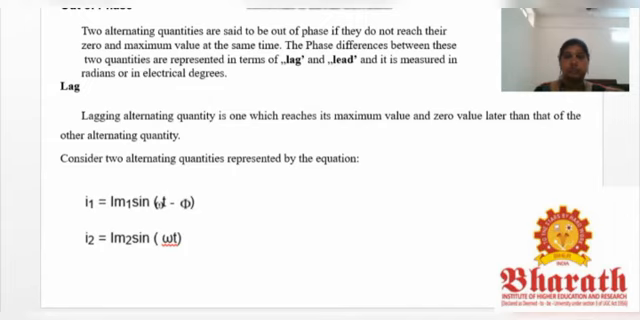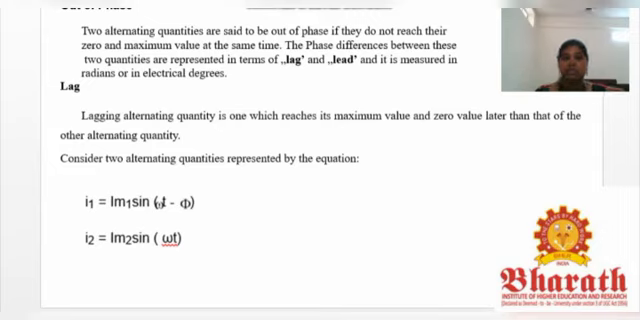Out of phase means that with respect to one alternating quantity, the other quantity will be varying. It may be leading or lagging. It will not go with the same instant of time as the reference quantity. In that condition we call it out of phase. So in out of phase we have two conditions: the lagging condition and the leading condition.